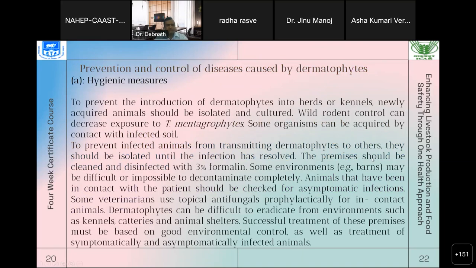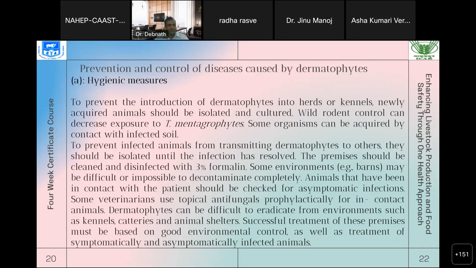Now, for prevention, you need to take hygienic measures to prevent the introduction of dermatophytes into herds or kennels. Newly acquired animals should be isolated and they should be cultured. Wild rodent control can decrease the exposure to Trichophyton mentagrophytes. Some organisms can be acquired by contact with infected soil. To prevent infected animals from transmitting dermatophytes to others, they should be isolated until the infection has resolved.